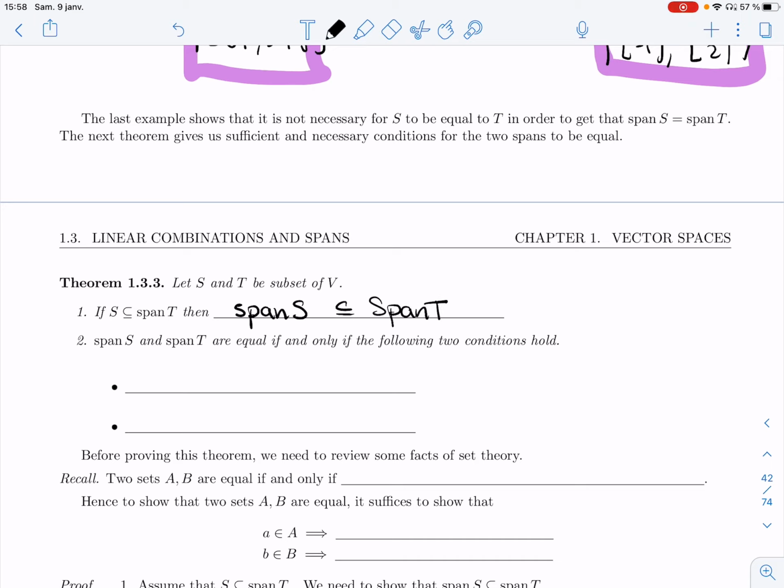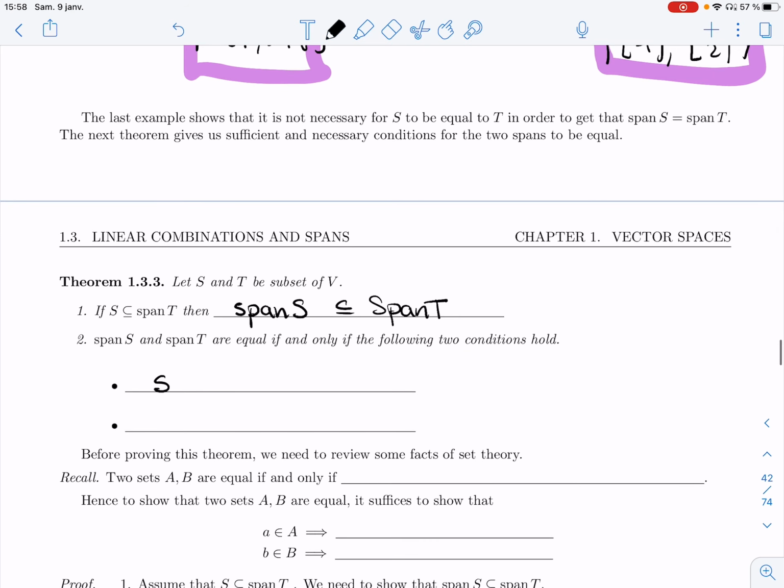And finally, we'll prove that span of S and span of T are equal if and only if, so that means our conditions are necessary and sufficient, they're equivalent, the following two conditions hold. So I need S to be inside span of T, and I need T to be inside span of S. So it's symmetrical.